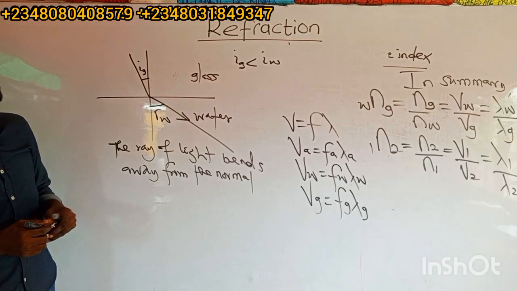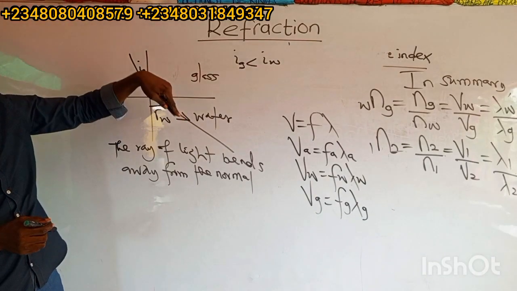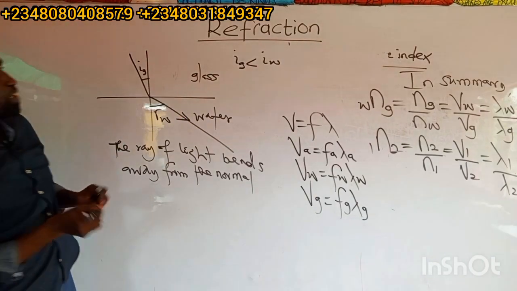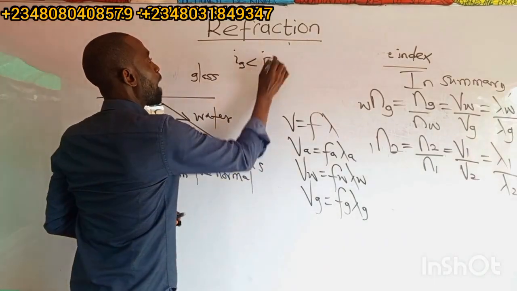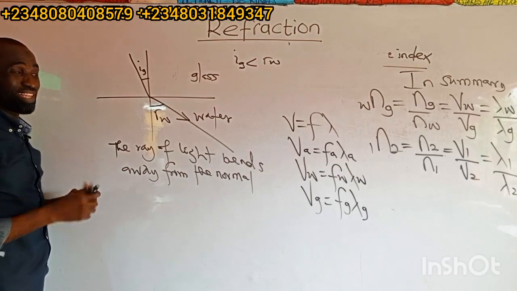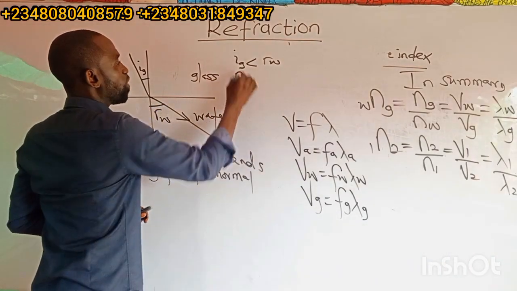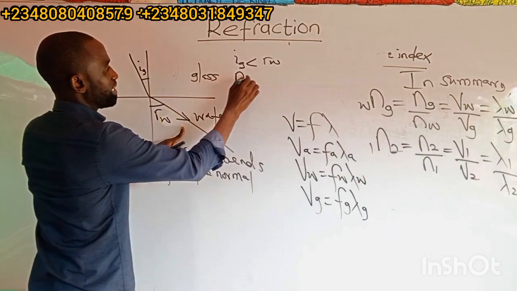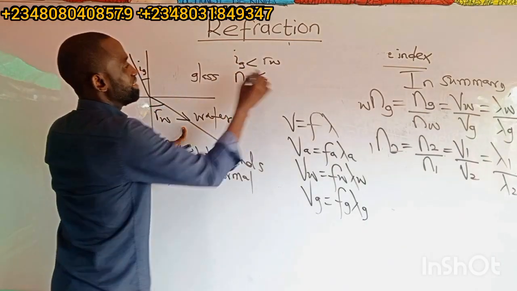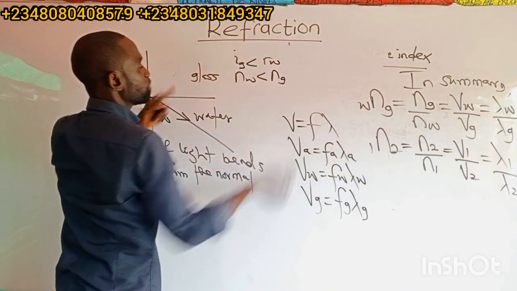When a ray of light's angle of incidence in glass is less than the angle of refraction in water, what happens? It means the ray will bend away from the normal. Take note of that. What about our refractive index? The refractive index of water is less than that of glass.